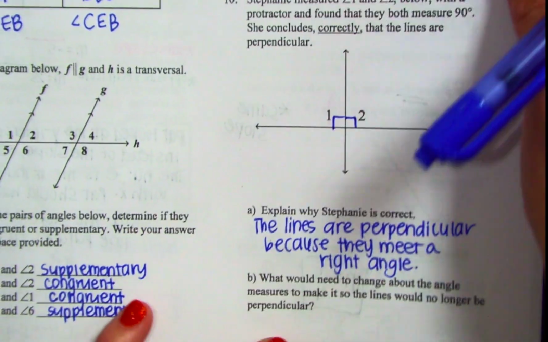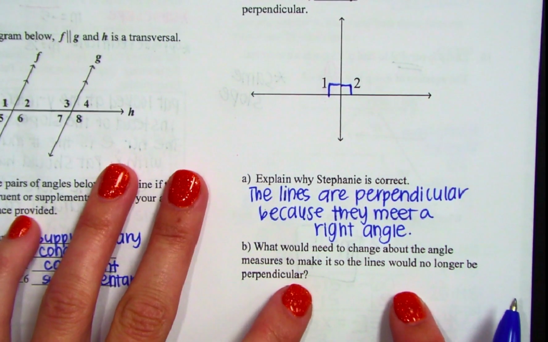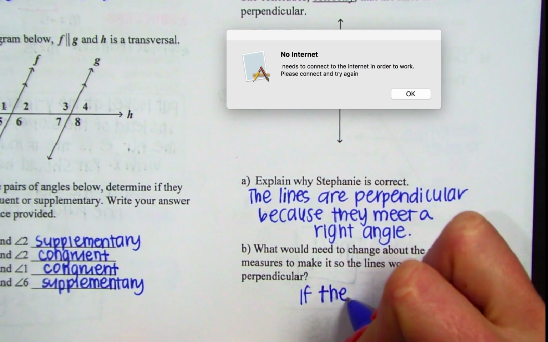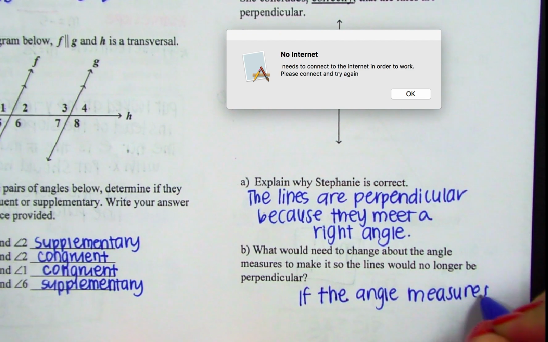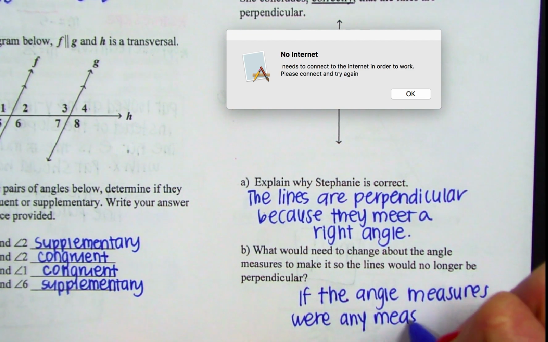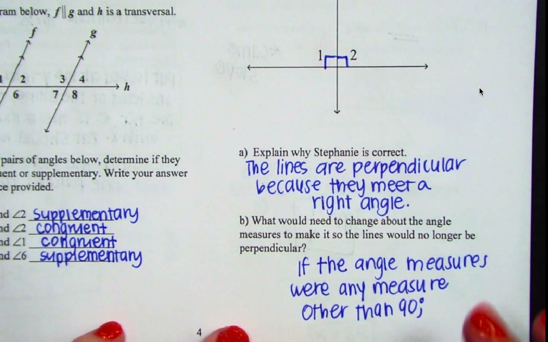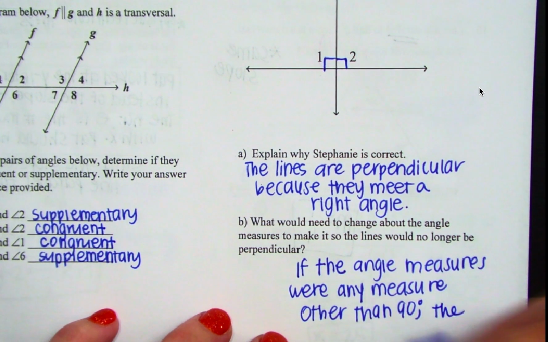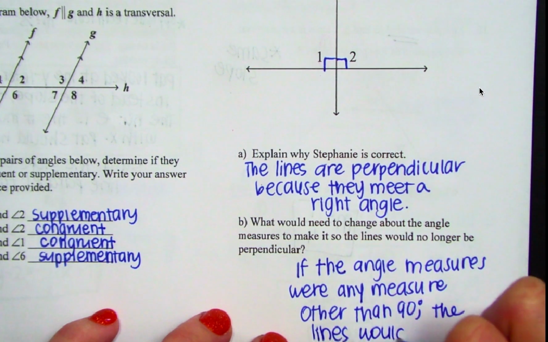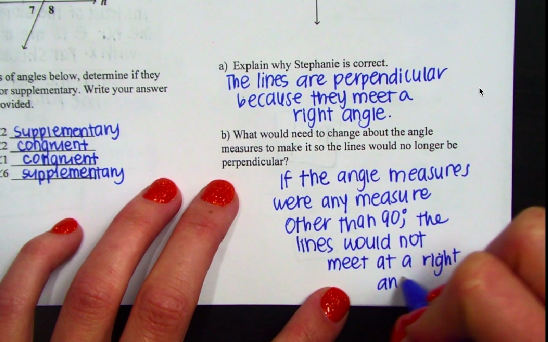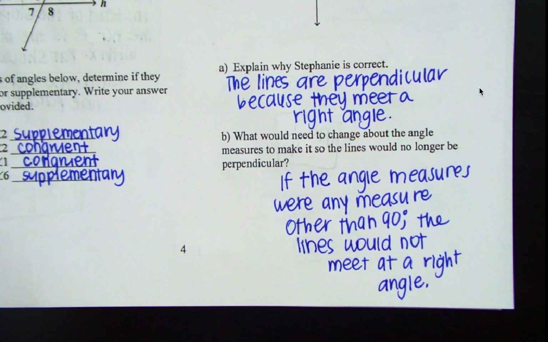perpendicular. So what would need to change about the angle measures to make it so the lines would no longer be perpendicular? So what that means is that the angle measures had to be anything but 90 degrees. So if the angle measures were any measure other than 90 degrees, the lines would not meet at a right angle. And perpendicular lines meet only at 90-degree angles. So any other measure would no longer make those lines perpendicular.